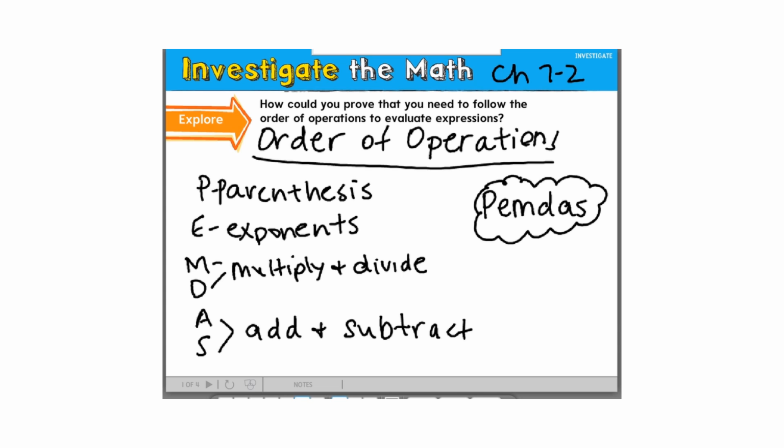So if you have a multiplication part of the problem, and you have an addition part of the problem, the multiplication part is going to come before the addition. Unless the addition is in the parentheses, right? Because it's whatever comes in the parentheses that goes first.